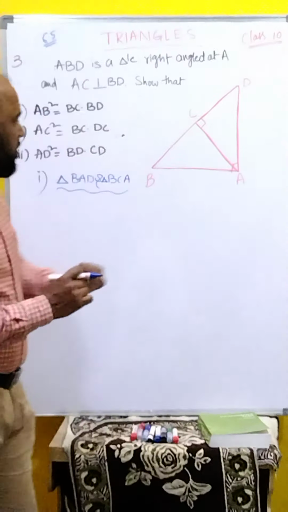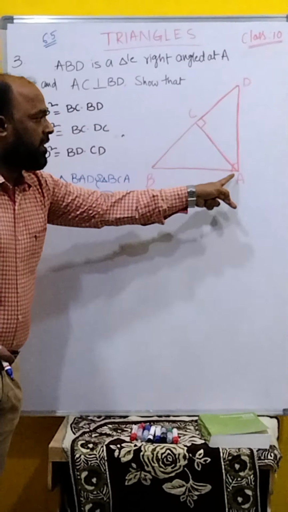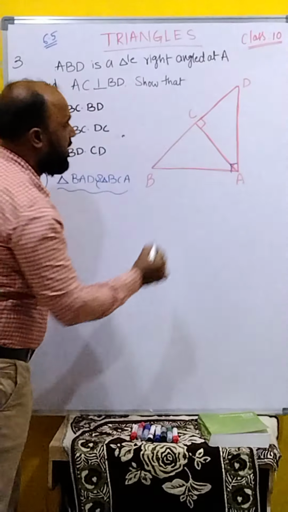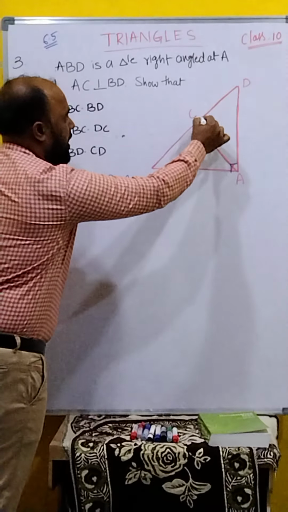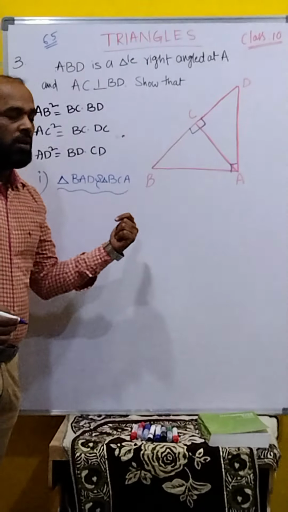Now, the minimum things required for similarity are two. That is what we will observe now. Here ABD is a triangle, right angle at A. That means this one is 90 degrees. And one more condition, AC is perpendicular to BD, means this is 90 degrees as well. These two triangles we have to prove similar.